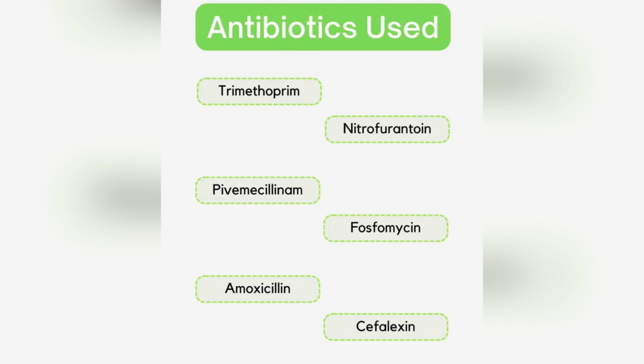Antibiotics used in urinary tract infection: 1. Trimethoprim, 2. Nitrofurantoin, 3. Pivmecillinam, 4. Phosphomycin, 5. Amoxicillin, 6. Cephalexin.